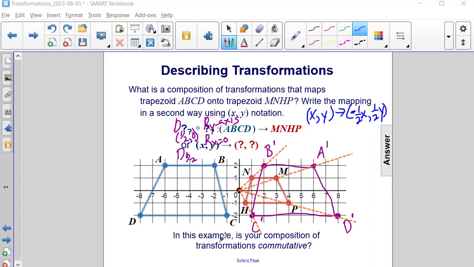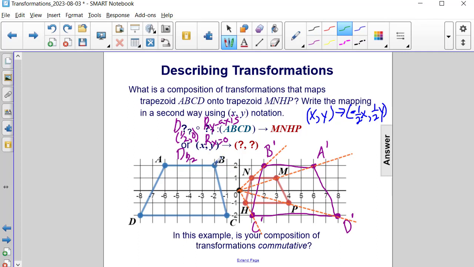And now let's answer this last question. In this example, is your composition of transformations commutative? Meaning, if I would have dilated trapezoid ABCD first with a scale factor of 1/2 and then reflected it across the y-axis, would I still end up getting the same value? So let's actually do that really quick.